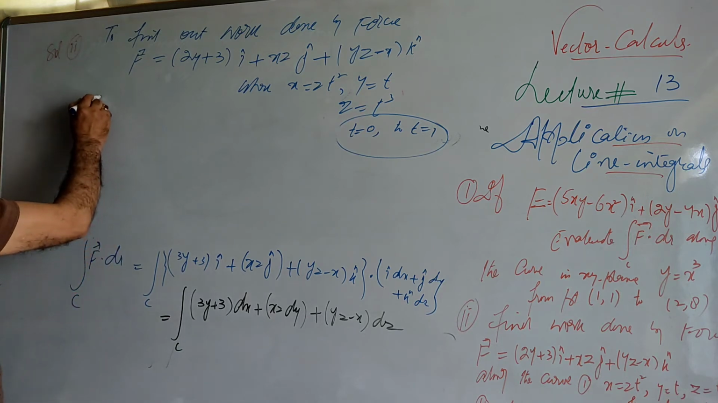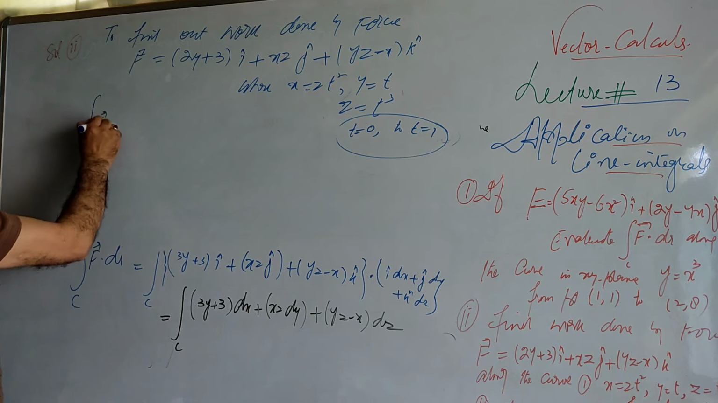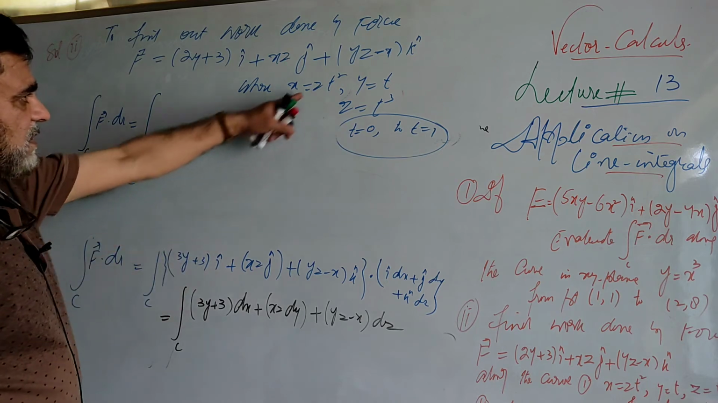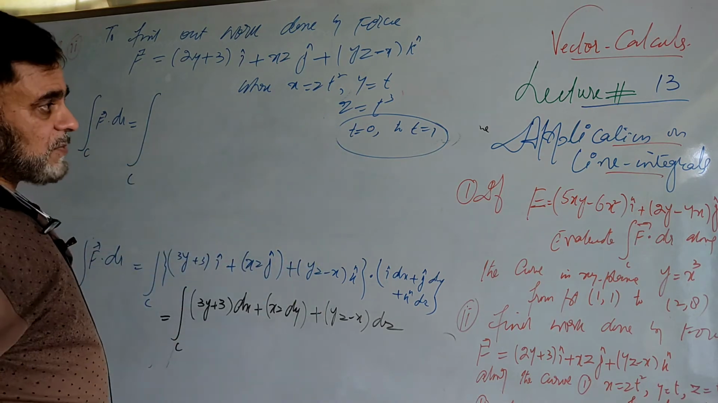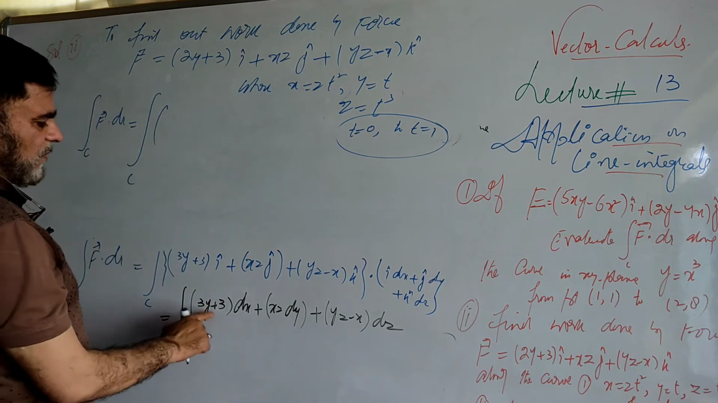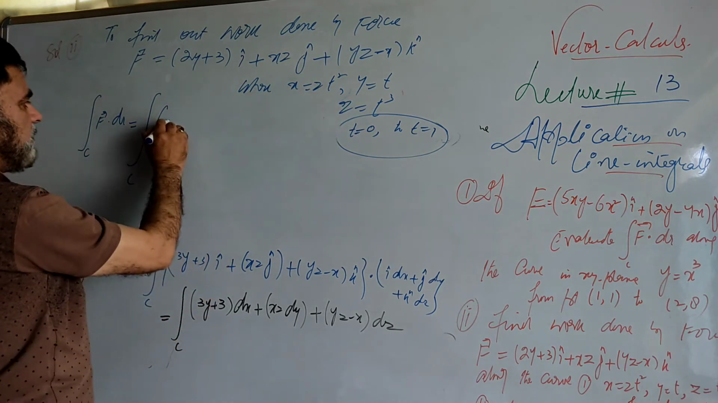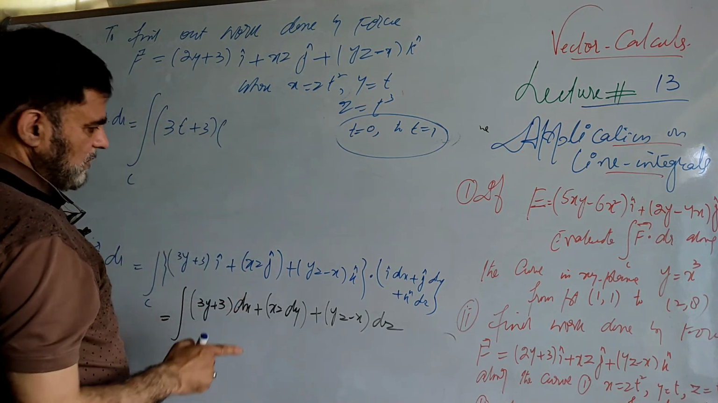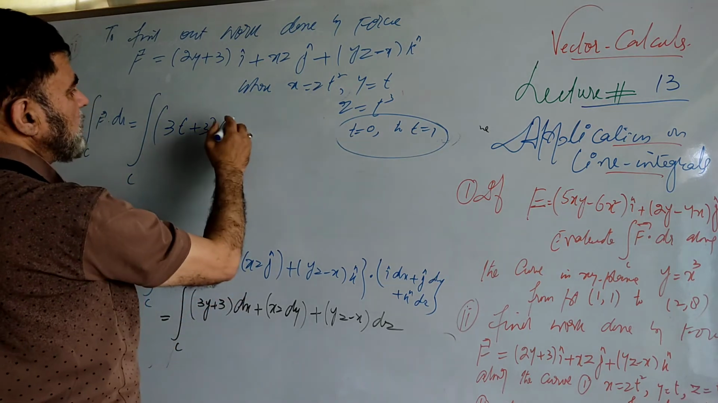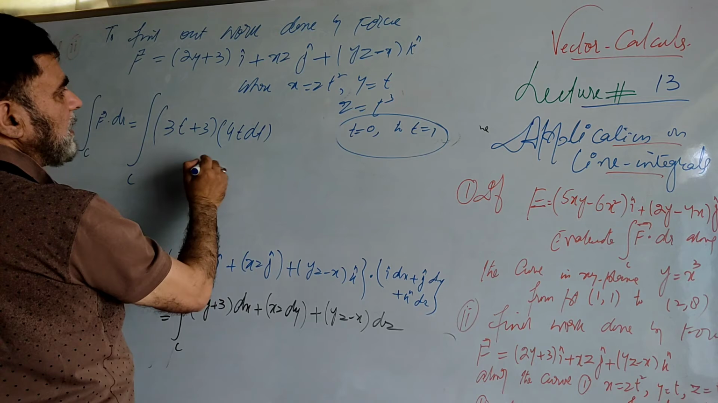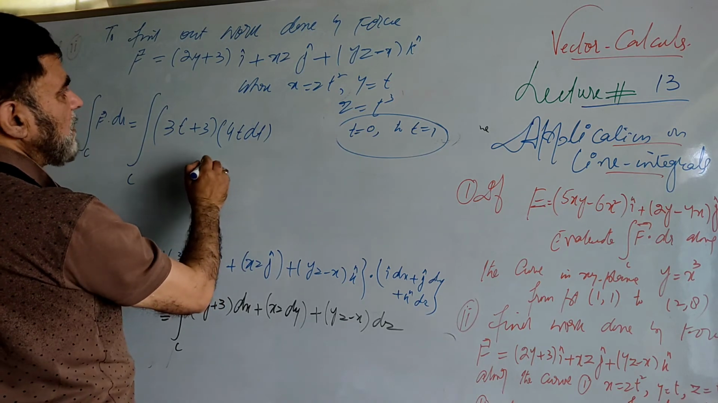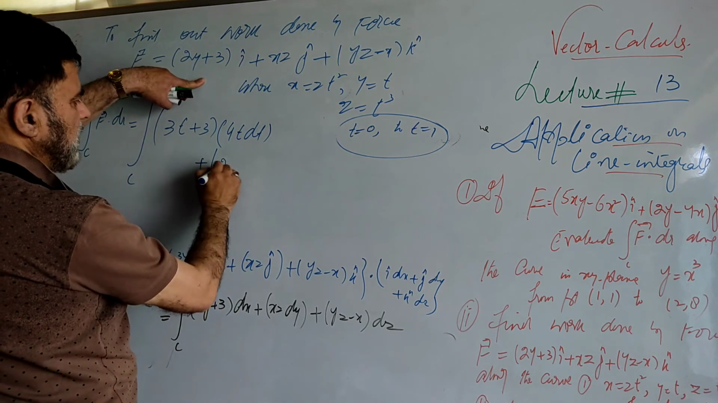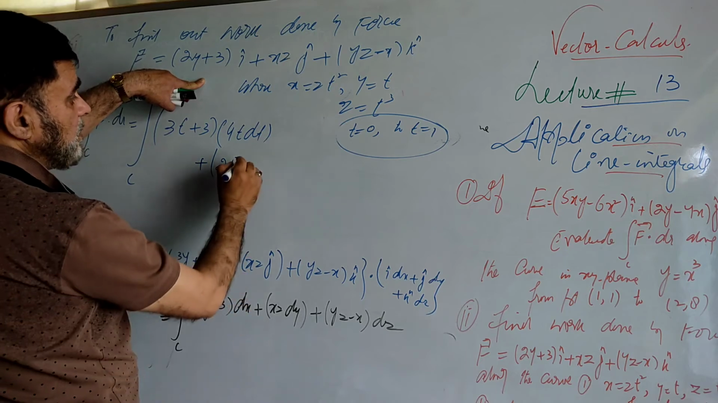So work done by the force is integral over the curve C given by these equations. Later on I will put it for t running from 0 to 1 as given. Now this is 3y plus 3. What is y? It is t, so 3t plus 3. What is your dx? Use the value for dx. Your dx is 4t dt. Then plus xz. What is x? It is 2t square into z, which is t cube.